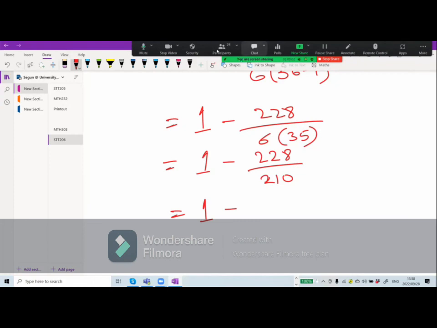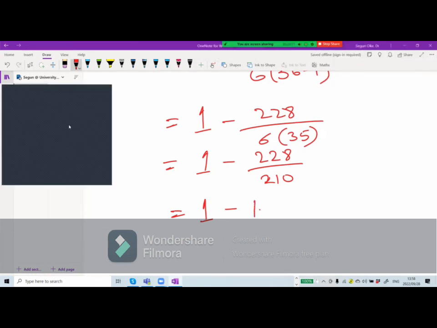228 divided by 210. I get 1.0857. So what do you have? 1 minus 1.0857 is what? Minus 0.0857.